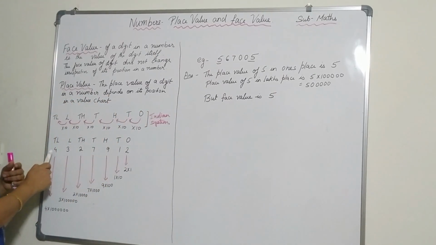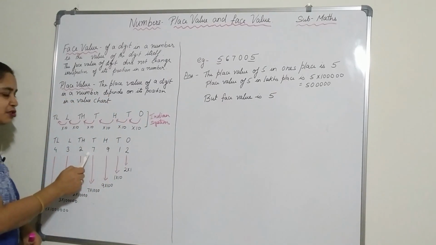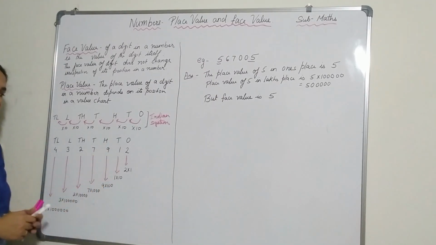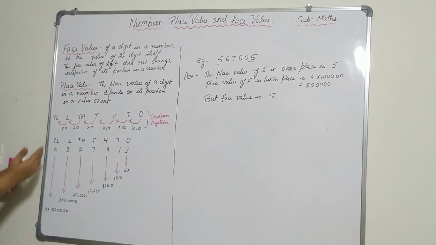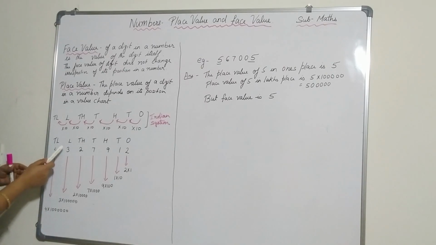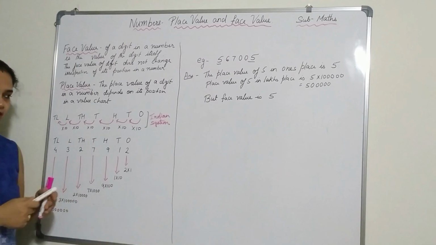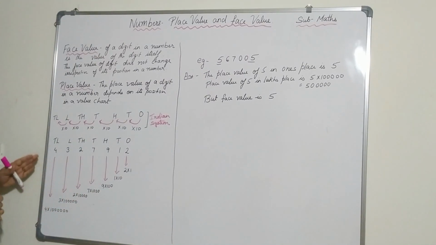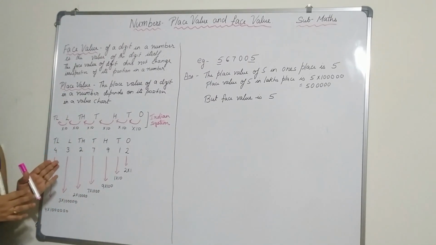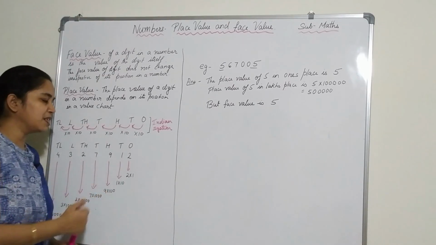For example, this number is given: 43279112. If we want to place this according to the Indian place value system, we can write it like this: 43,27,912. Yes, so this is the Indian place value system.